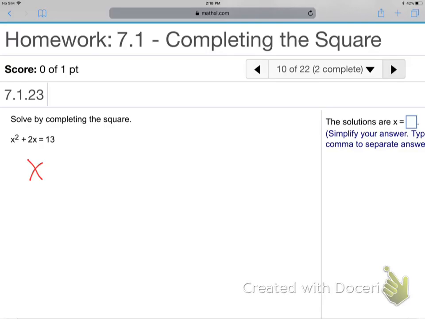Okay, so x squared plus 2x is 13. See how I'm leaving a gap there? Because I'm going to stick in the gap what it needs. See how we're going to solve this problem?